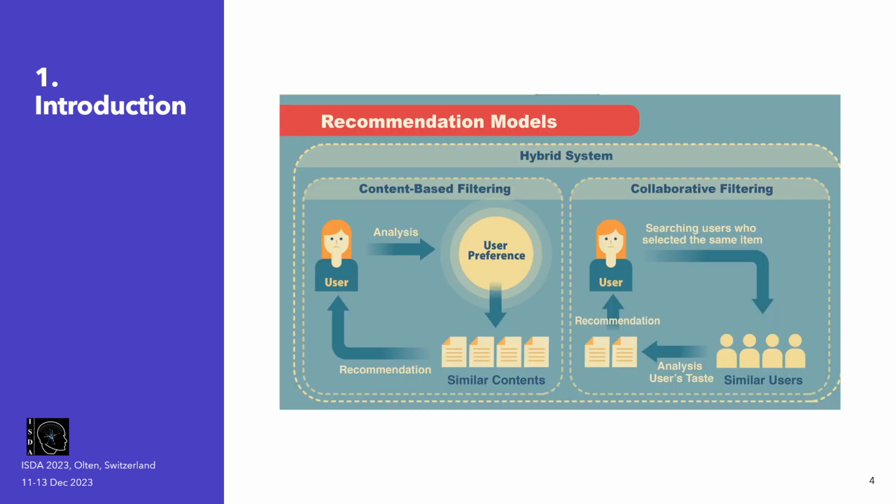Normally, the recommendation model can be separated into 3 classes. The first is content-based filtering, which uses the content of the products to determine the user preference. The second is collaborative filtering, which uses similar users based on their preference to make the recommendation based on the similar user. And the last one is the hybrid system that combines the two methods, content-based and collaborative filtering.